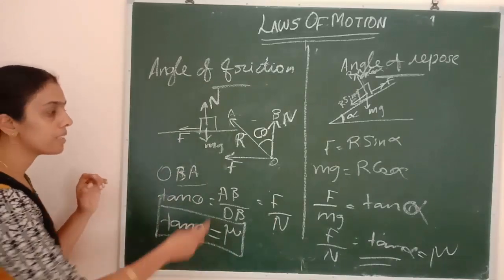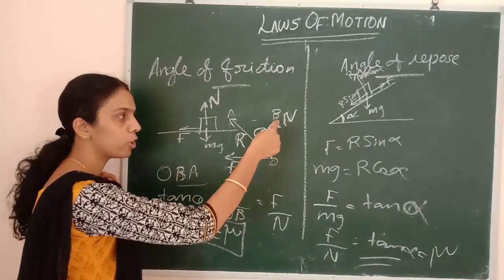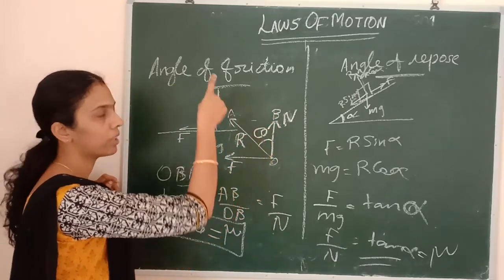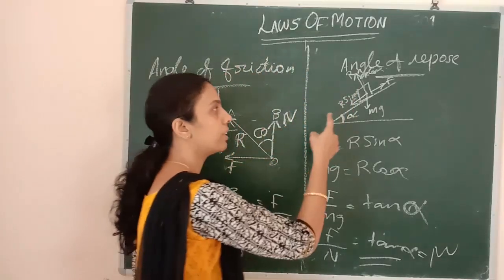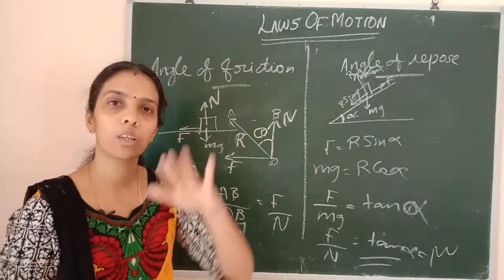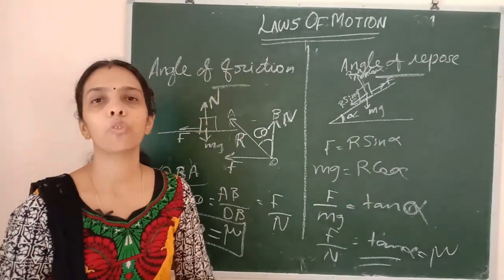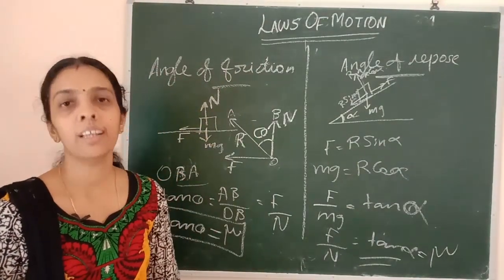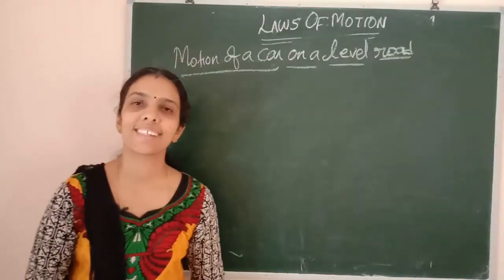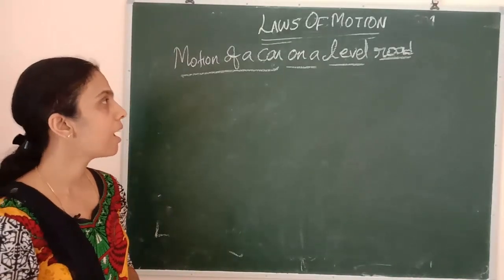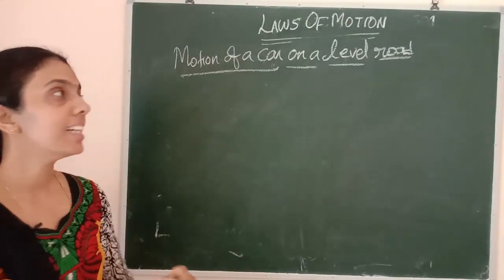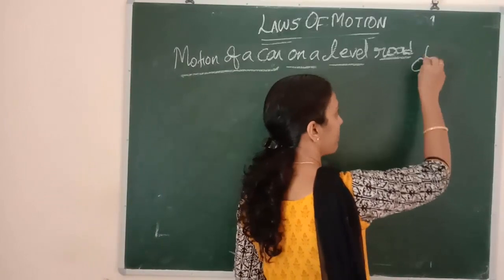Angle of friction means the angle the resultant of the frictional force and normal reaction makes with the normal reaction. That is called angle of friction. Angle of repose means the minimum angle from the horizontal required for the object to move along the inclination. That is known as angle of repose. Clear? Next is motion of a car on a leveled road while it is taking a circular path.